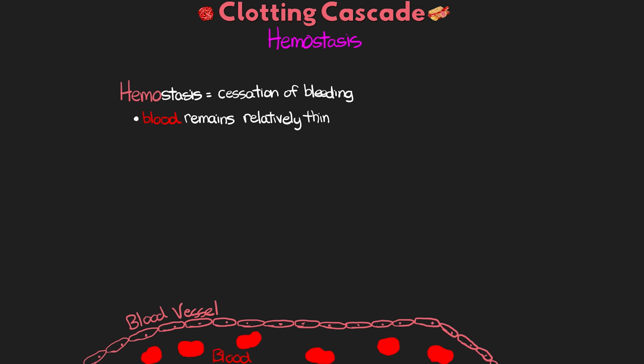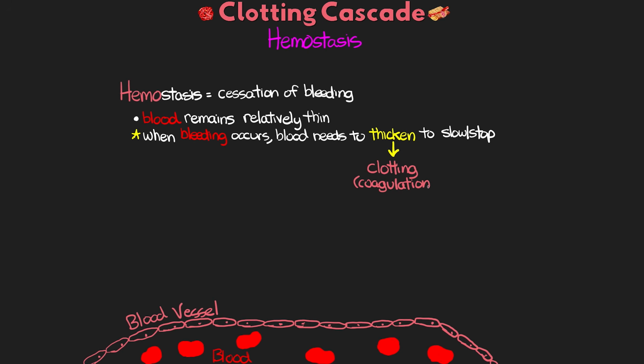There are a variety of mechanisms in place to ensure that our blood remains thin. When we have a blood vessel that is damaged or bleeding is occurring, the blood really needs to thicken to try to slow or stop that bleeding from that damaged vessel. This thickening of the blood is known as clotting or coagulation. Essentially, the blood is going to change from a liquid to a gel.